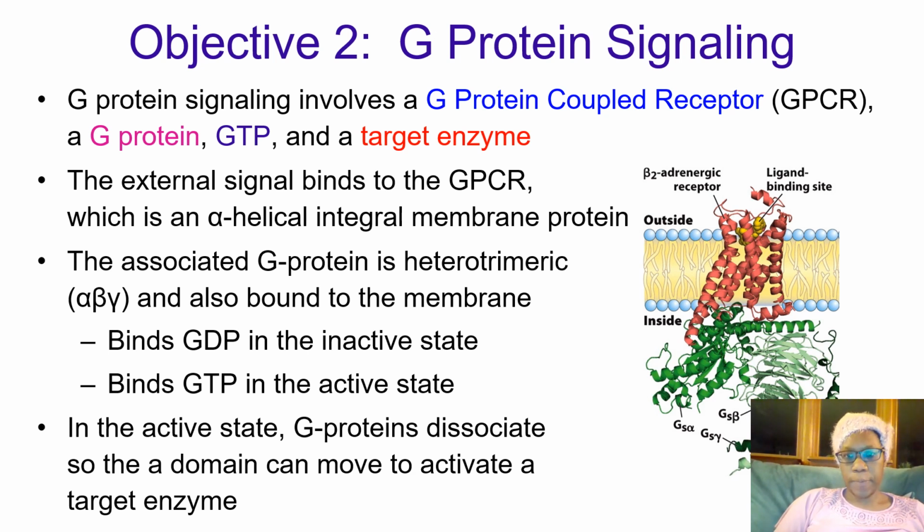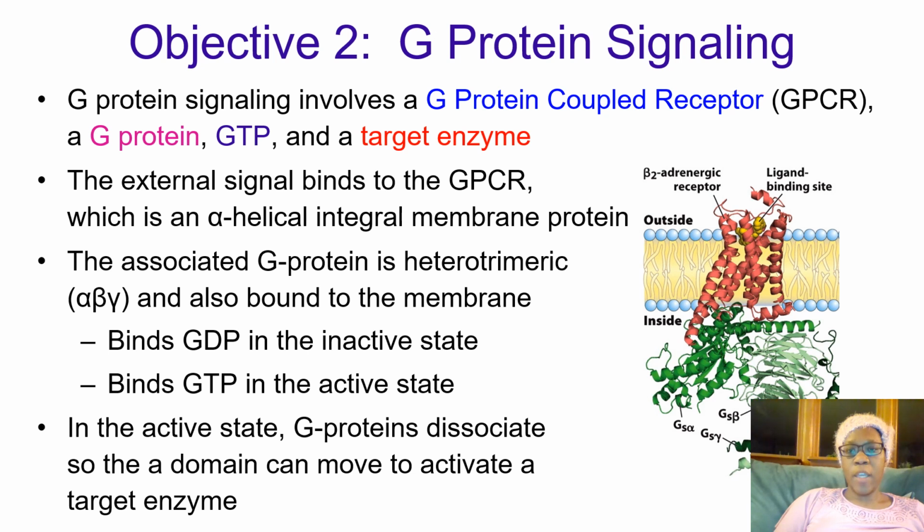This red one here is the hepta alpha helical membrane receptor. Here is called the beta adrenergic receptor because it's a receptor that binds to adrenaline or epinephrine. It's called beta because there are several of these. There's alpha 1, alpha 2, beta 1, beta 2, and we're going to be studying the beta 2 adrenergic receptor. It's just a synonym for the G protein coupled receptor.